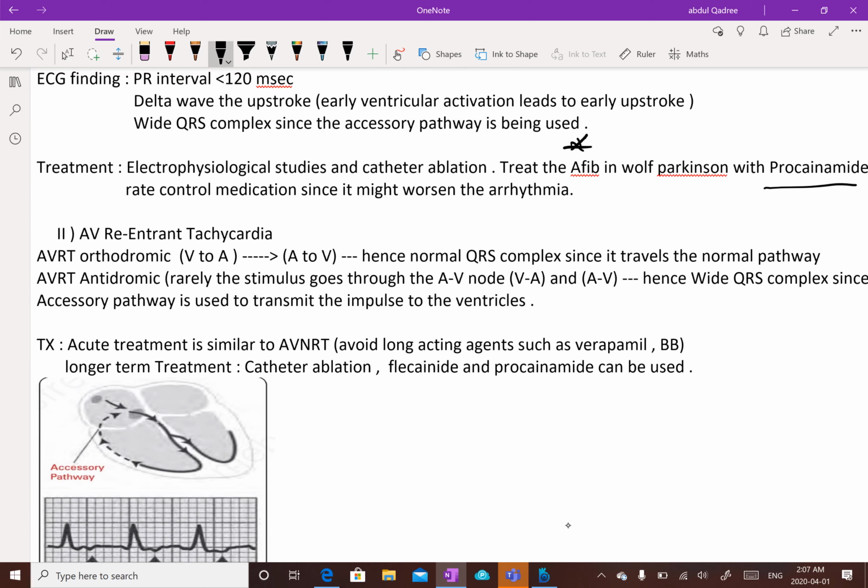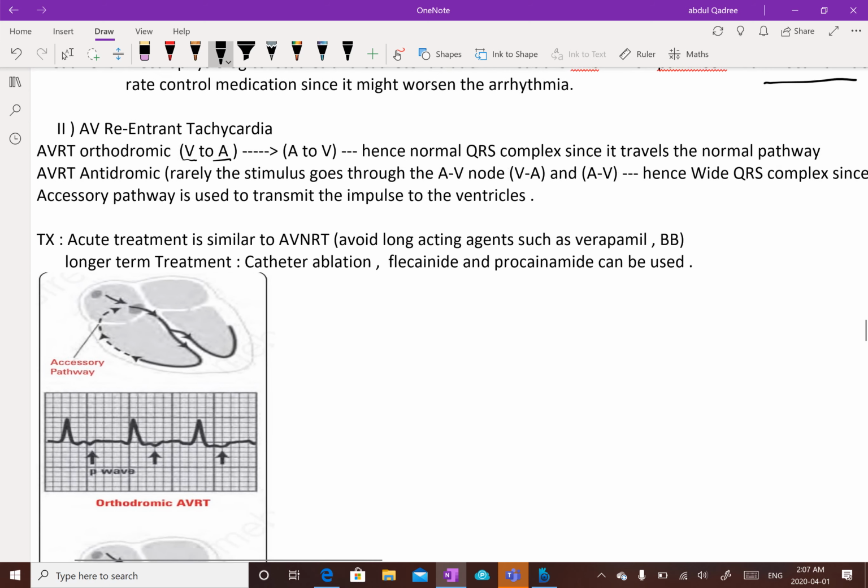In the orthodromic type, the electrical impulse goes from the ventricles to the atria, here we go, and then it goes through the normal conduction pathway of the AV node back to the ventricles. So from atria back to the ventricles. Hence, you will see a normal QRS complex. This is the orthodromic, and it travels through the normal pathway.